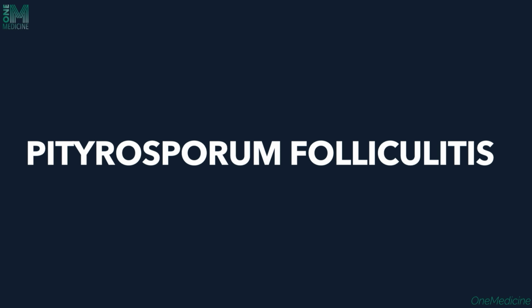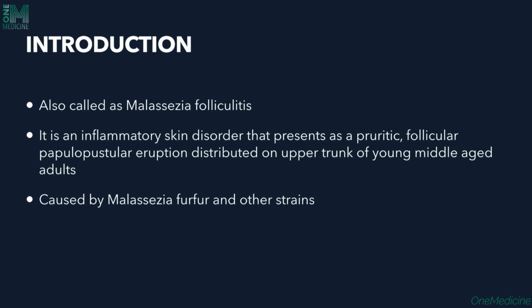Today I'll be talking about Pityrosporum folliculitis. Pityrosporum folliculitis is also called Malassezia folliculitis, named after the organism which causes it. This condition is an inflammatory skin disorder that presents as a pruritic follicular papulopustular eruption distributed on the upper trunk of young middle-aged adults.